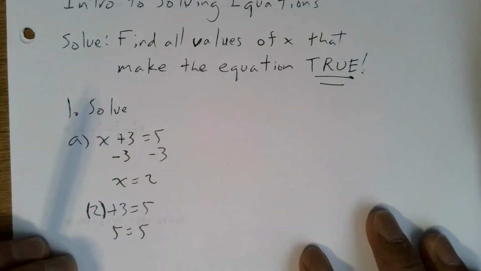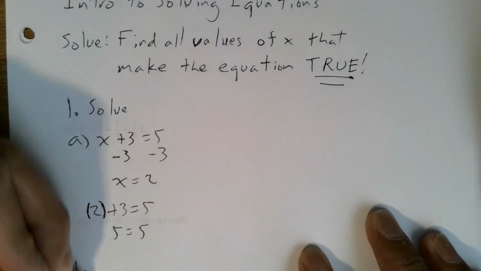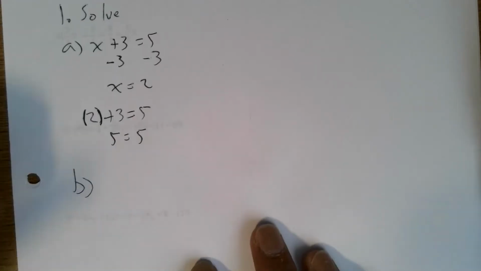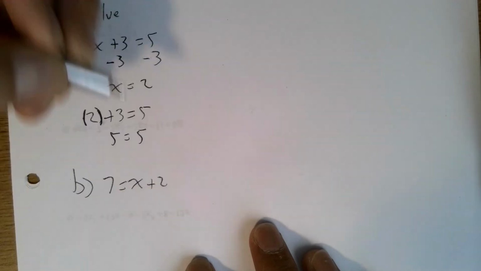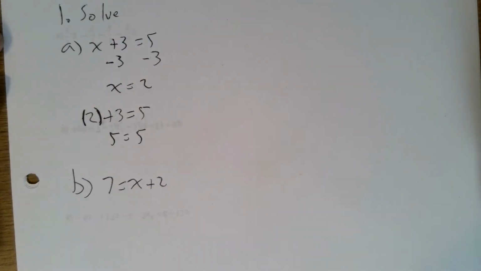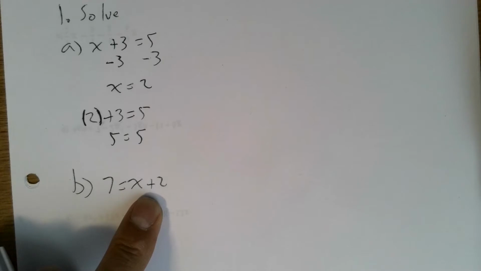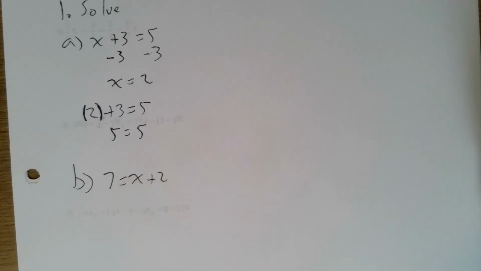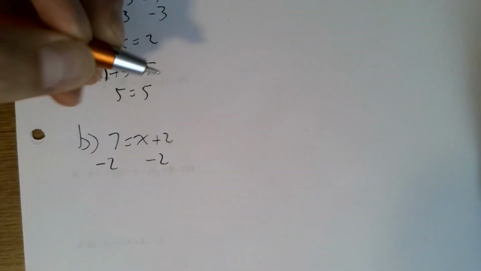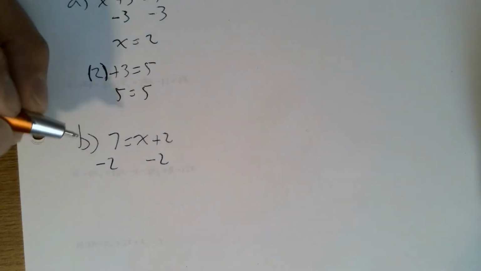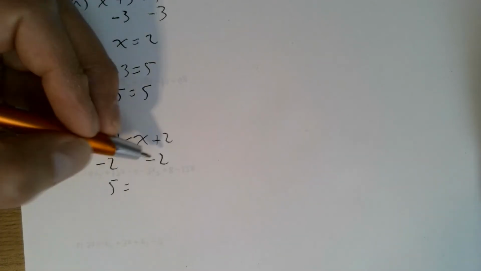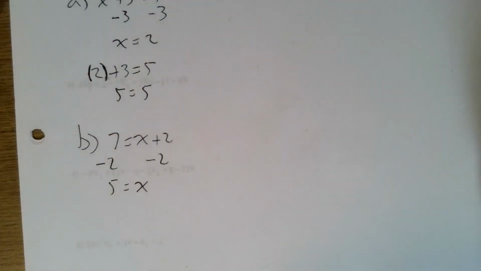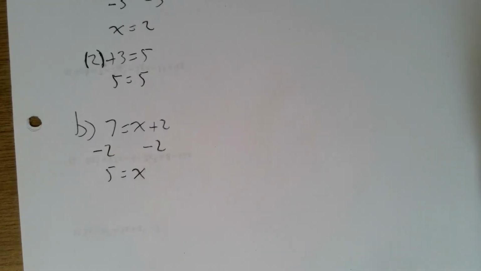Okay, let's have a look at B. 7 equals x plus 2. Okay, this time we've got a 2 on the same side as the x that we want to get rid of. So I'm going to subtract 2 from both sides. On the left here, I've got 7 minus 2 is 5. On the right side, I've got 2 minus 2 is 0, so I've just got x. Notice, it is fine to end up with x on the right side.